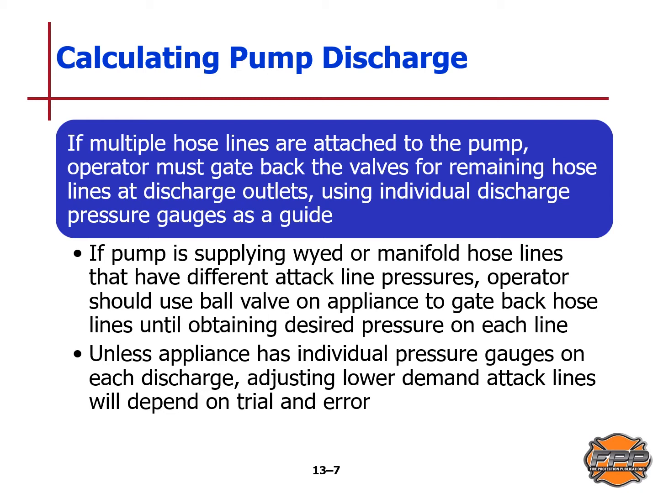If multiple hose lines are attached to the pump, the operator must gate back the valves for the remaining hose lines at the discharge outlets, using individual discharge pressure gauges as a guide. If the pump is supplying wyed or manifold hose lines that have different attack line pressures, the operator should use a ball valve on the appliance to gate back hose lines until obtaining the desired pressure on each line. Unless the appliance has individual pressure gauges on each discharge, adjusting lower demand attack lines will depend on trial and error.